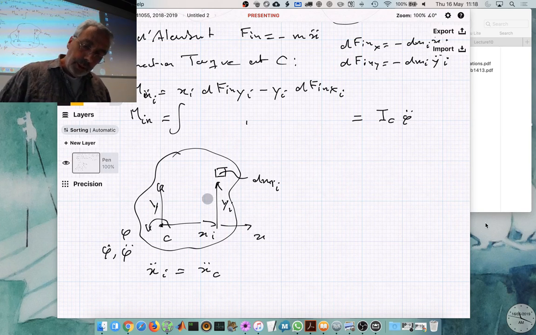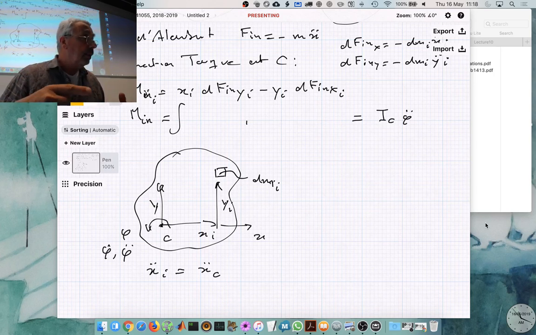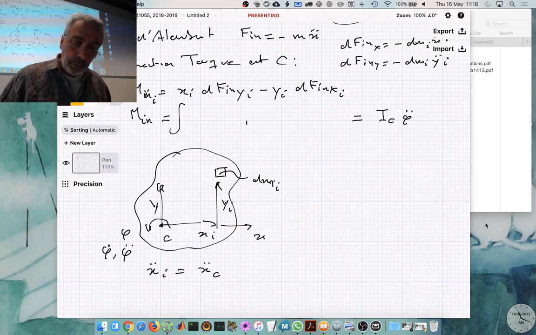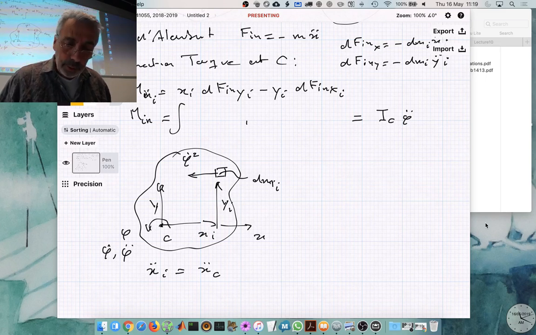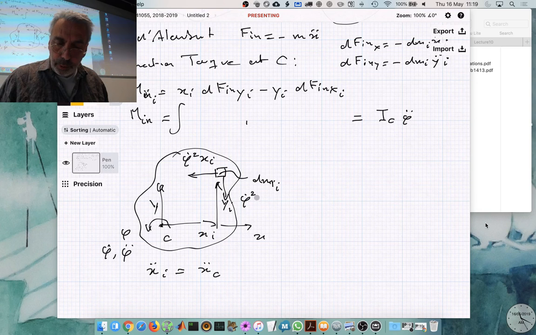Well, if there's this angular speed, then in this direction I have my omega times r, right? But I can decompose it in two directions. So let's just draw it with a proper sign. In this direction, I have phi dot squared times this distance, right? So xi. And then for the other one, I have this direction, and again, that's pointed this way. So that's phi dot squared y. So that's the centrifugal.